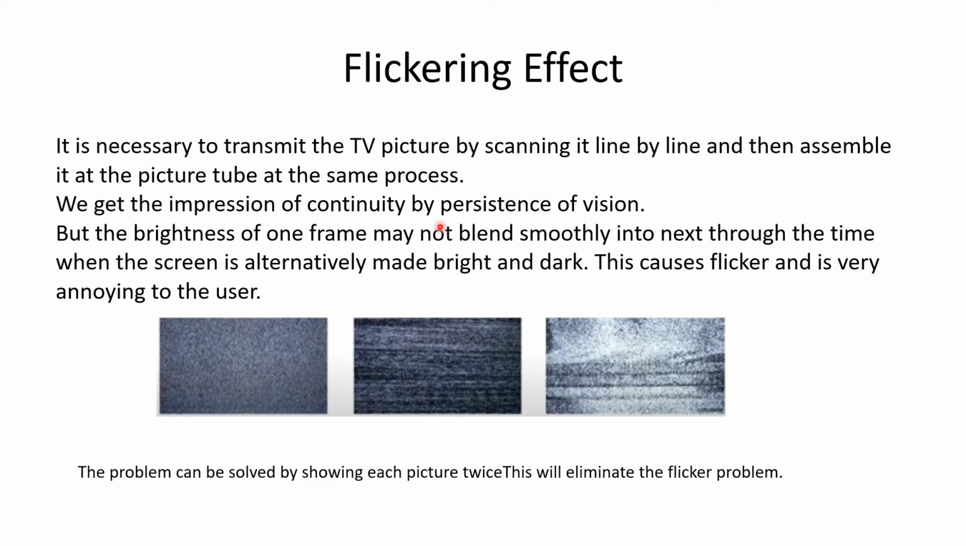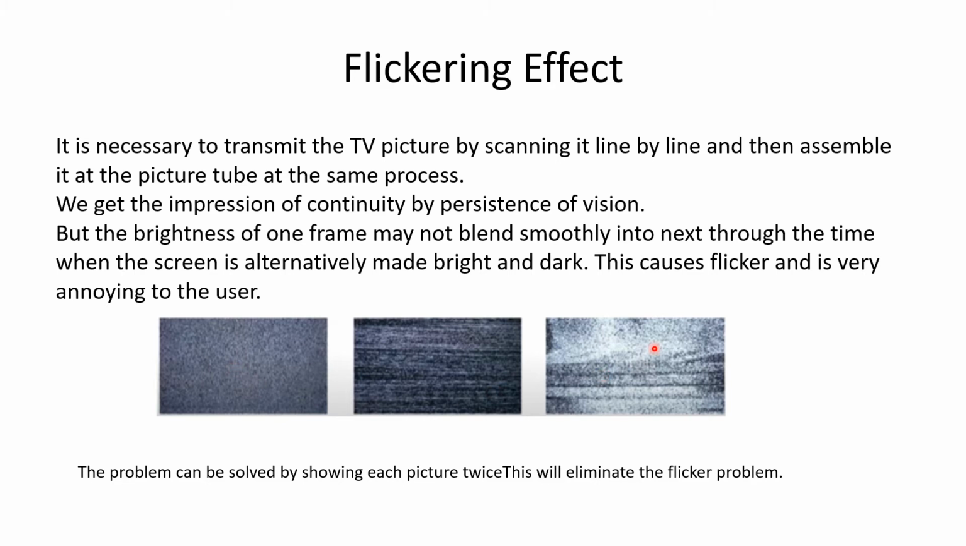So, with the help of the persistence of vision, that is, the human eye retina, the image persists for about 1/6 of a second only, and we get the impression of continuity. But sometimes we may have the problem of flickering, that is, the frames may not blend smoothly with each other. The screen may be alternately made bright and dark, and this effect is called the flickering effect, which is very annoying to the user. These are several images shown for the flickering effect. Sometimes the frames may not blend smoothly with each other.